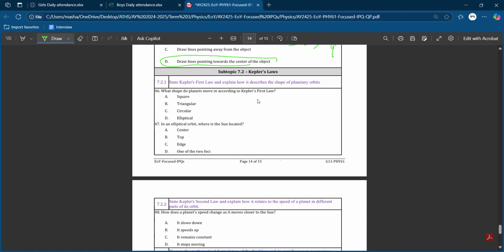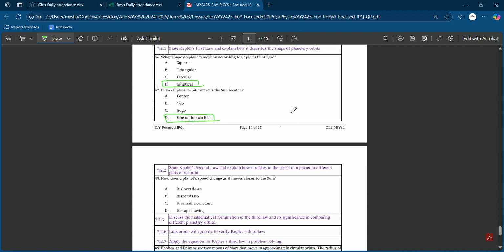Okay. So what shape do planets move in? This is for Kepler's first law. It is an elliptical shape. In an elliptical orbit, where is the sun located? The sun is located at one of the two foci points, which is as we explained in the summary just now.